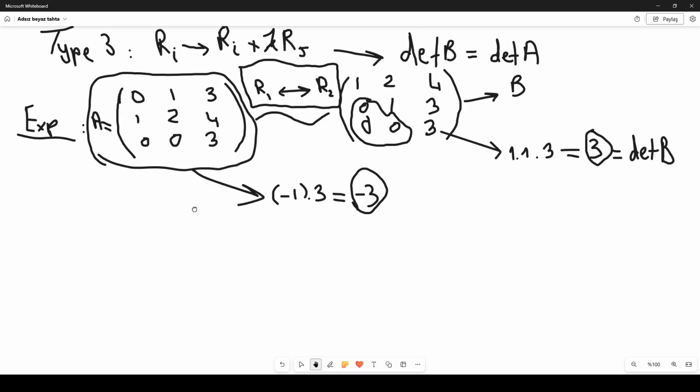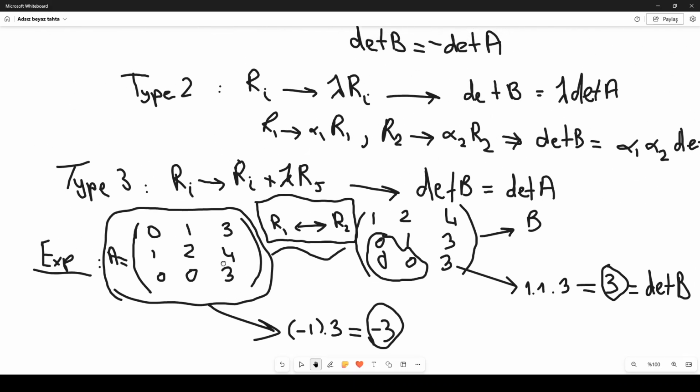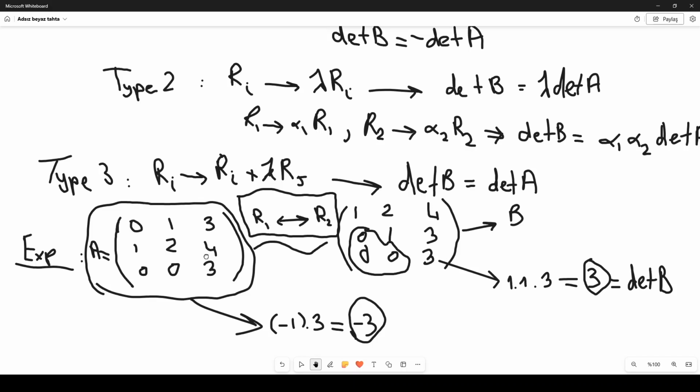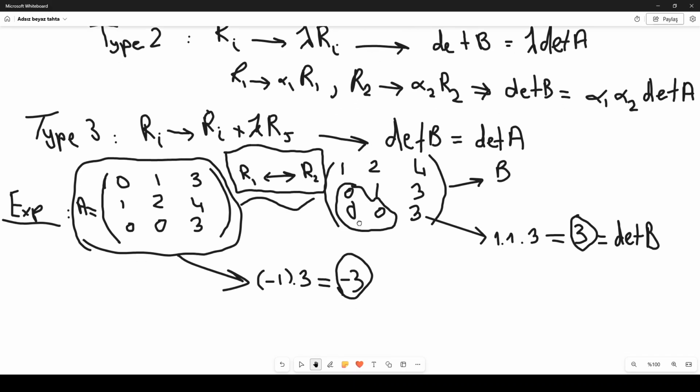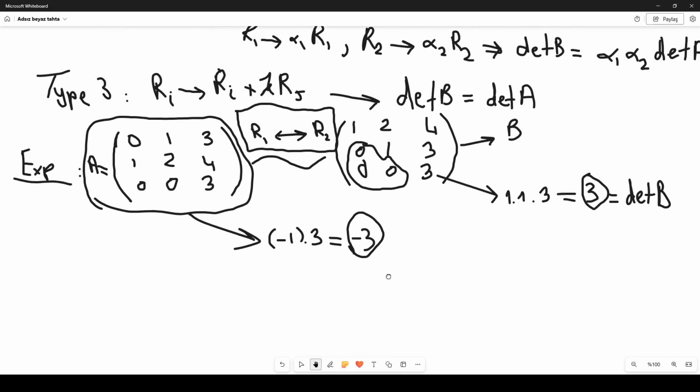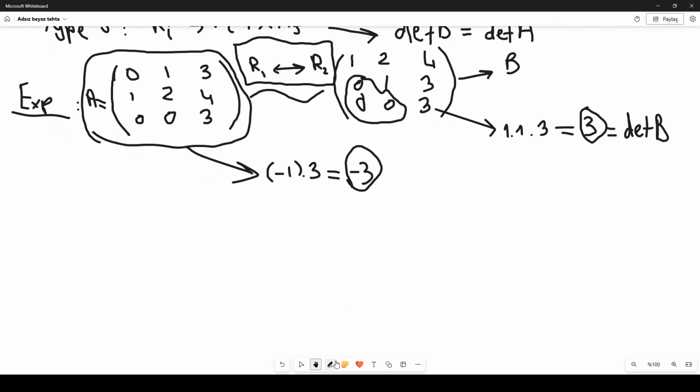If I want to multiply this matrix by a scalar, then I need to take it into account as well. But if I only perform type 3 operations during this elimination process, then there is no need to do so. Okay, let's give another example.